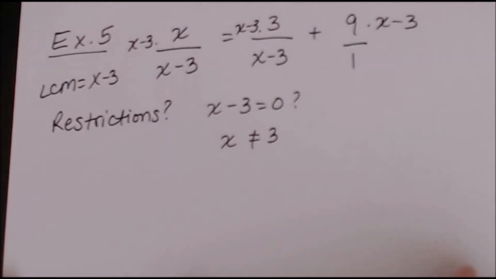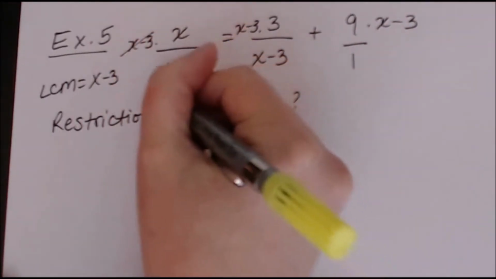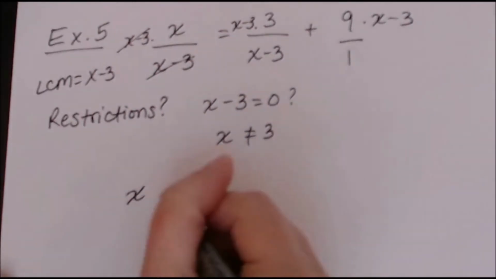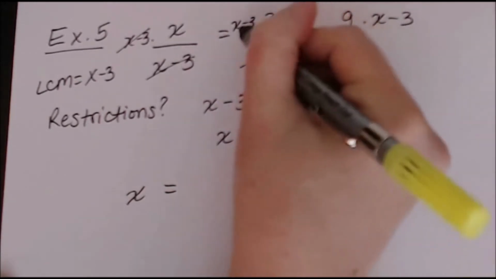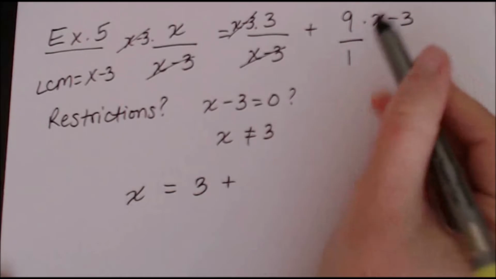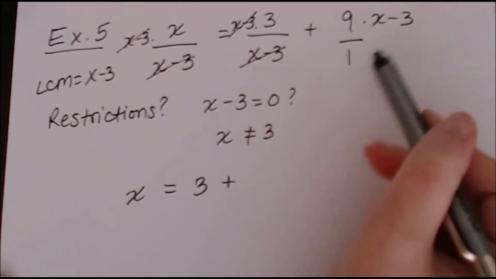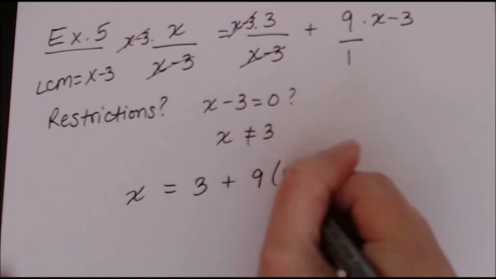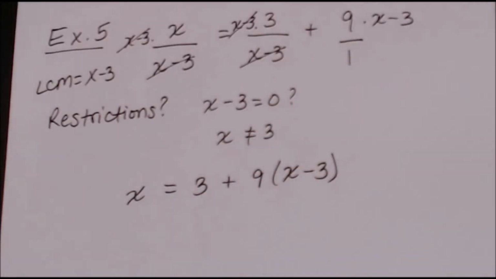So in the first fraction, the x minus 3's go away, and I'm just left with the x that was in the numerator. The second fraction, the x minus 3's go away again, and I'm just left with 3. The third fraction, the x minus 3 doesn't go away, but it doesn't matter because there's a 1 in the denominator anyway. But I do need to be sure to distribute that 9, so I'm going to put x minus 3 in parentheses.